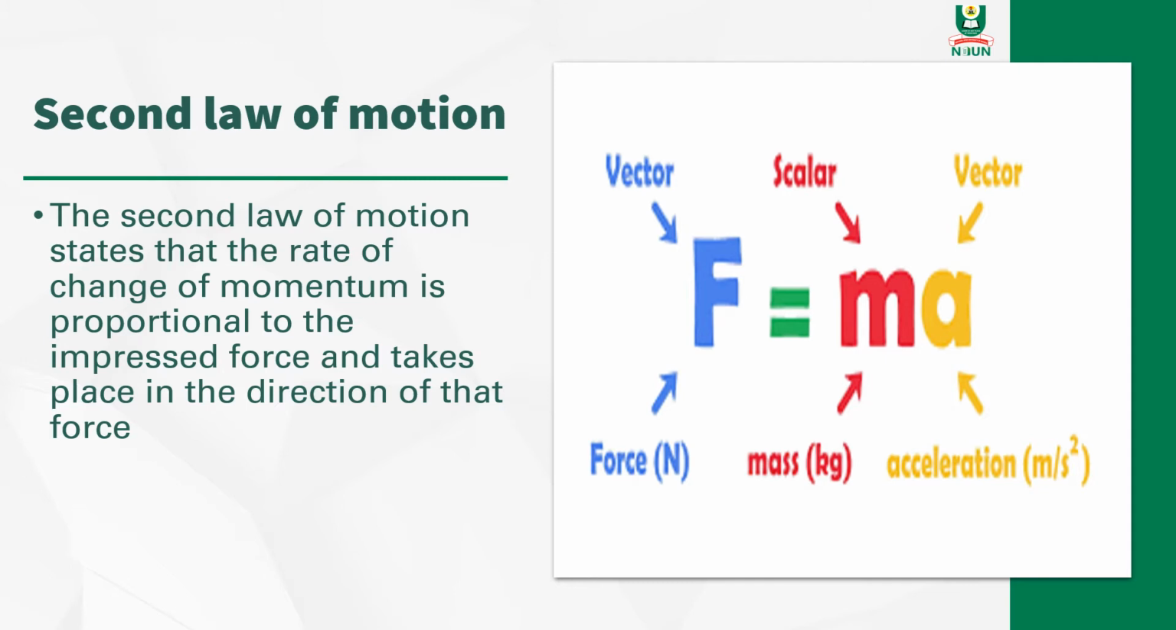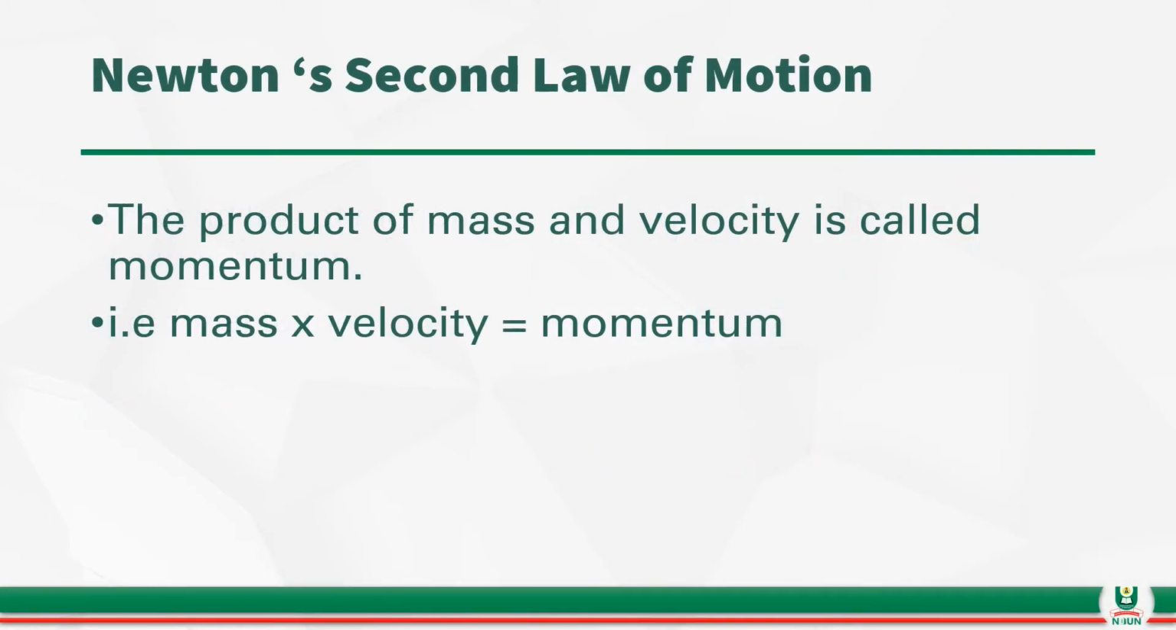Moving on, you'll be able to see how we are able to derive force is equal to ma from this second law, which states that the rate of change of momentum is proportional to the impressed force and takes place in the direction of the force. I told you that the product of mass and velocity is called momentum. When I mention product, I'm just putting a multiplication sign there. When you multiply mass with velocity, the answer you have is momentum.